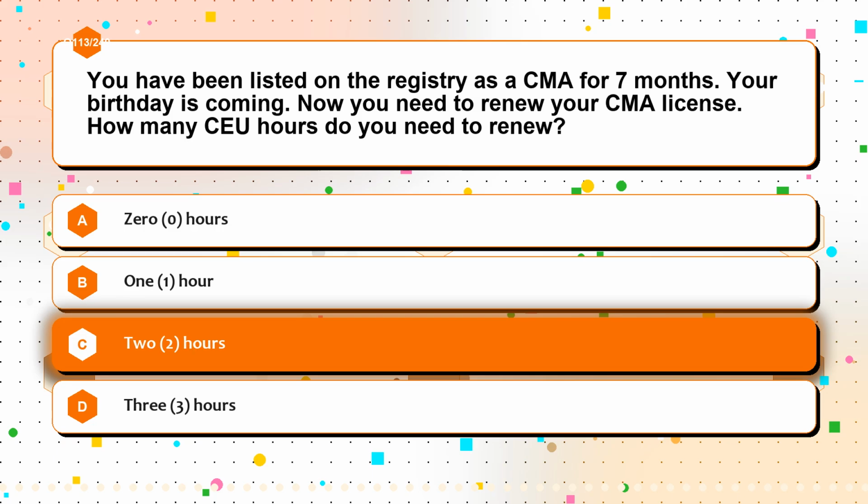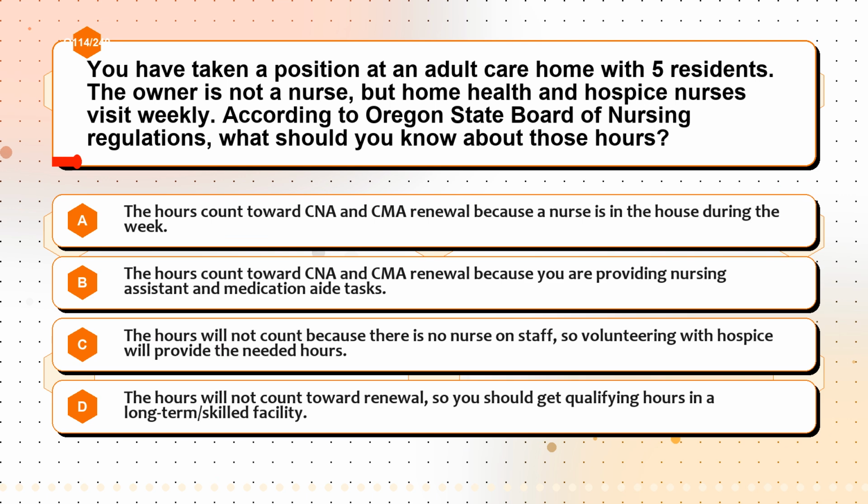The correct answer is option C, 2 hours. Question 114. You have taken a position at an adult care home with 5 residents. The owner is not a nurse, but home health and hospice nurses visit weekly. According to Oregon State Board of Nursing regulations, what should you know about those hours?